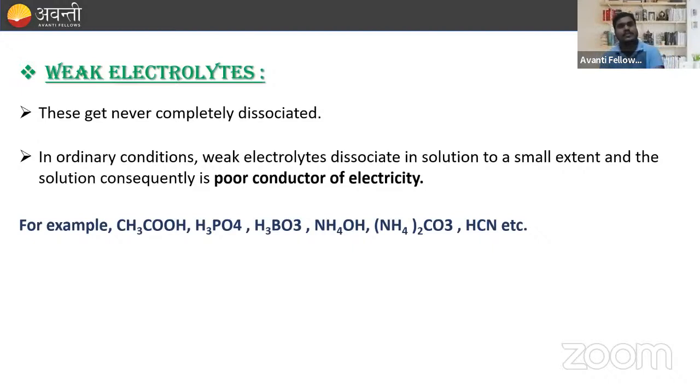These never get completely dissociated. Under ordinary conditions, weak electrolytes dissociate in solution to a small extent, and the solution consequently is a poor conductor of electricity, like CH3COOH, H3PO4, H3PO3, ammonium hydroxide, ammonium carbonate, HSCN. So these are all examples of weak electrolytes.